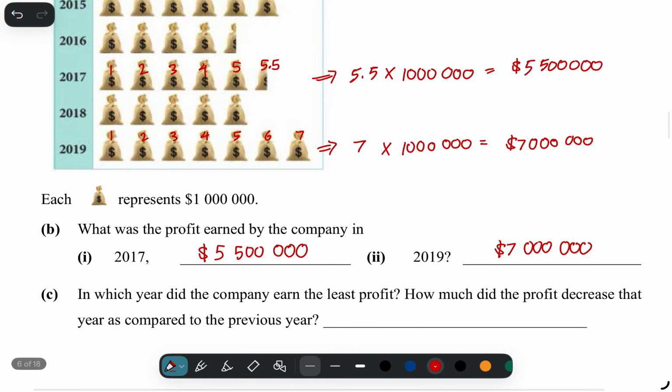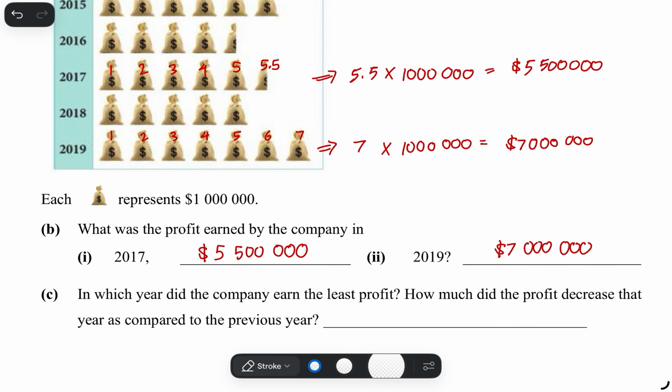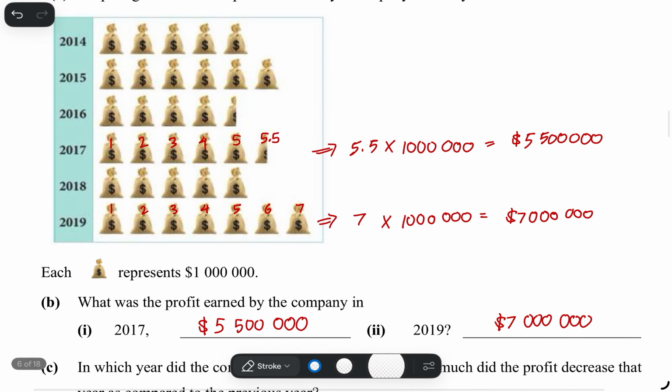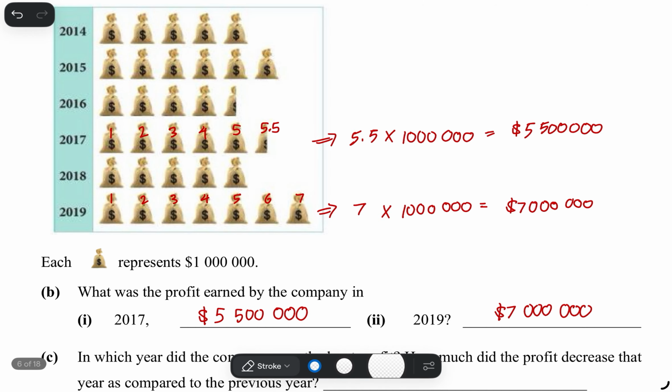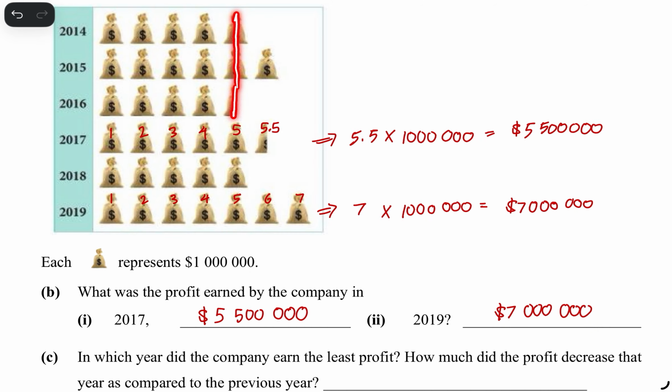Moving on. In which year did the company earn the least profit? So if I look at this diagram here, the least means the lowest number. If I compare everything based on the length, you can see that the shortest length would be 2016. Because 2016 is the shortest.